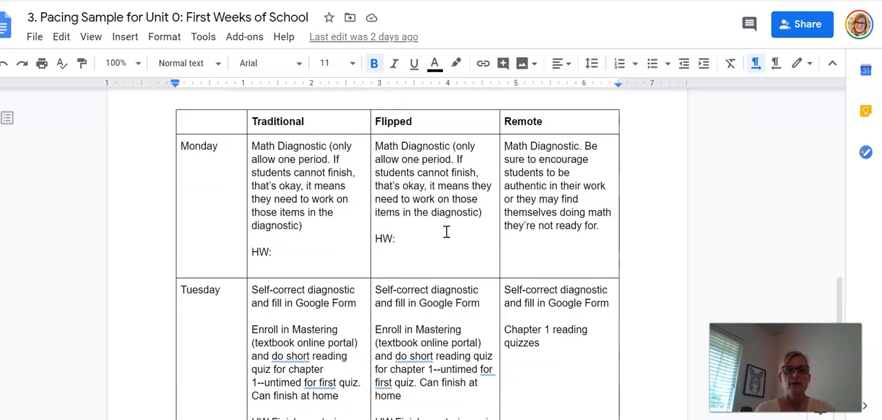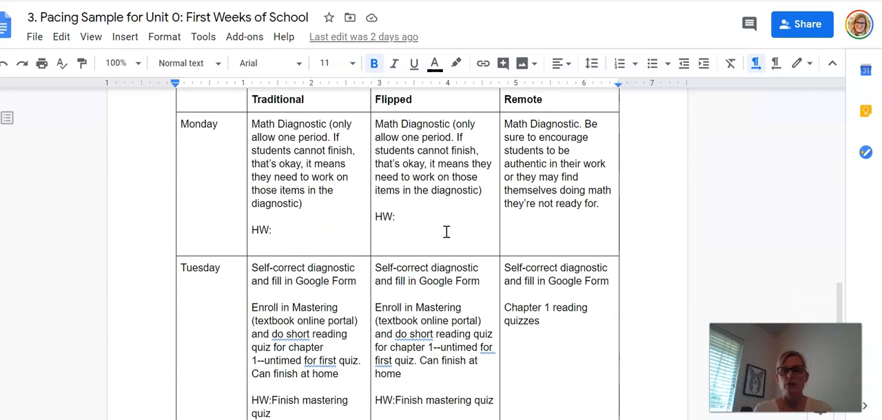Okay, and then on the following Monday, we do the math diagnostic. I give them 1 period because some students will take 2 hours because they're trying to get it right. But that's not the point. The point is to check their weaknesses. So I tell them you only have 45 minutes. And if you don't finish certain questions, you know that's a weakness on your assignment.